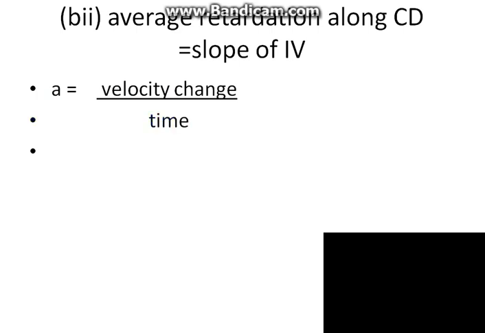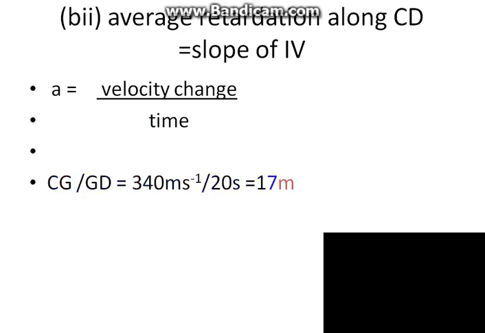(ii) Average retardation along CD is equal to the slope. Acceleration a is equal to velocity change over time, CG over GD, which is equal to 340 meters per second over 20, which will give us 17 meters per second squared.